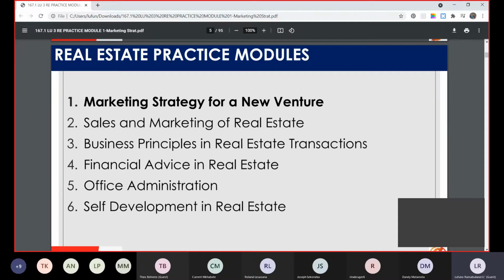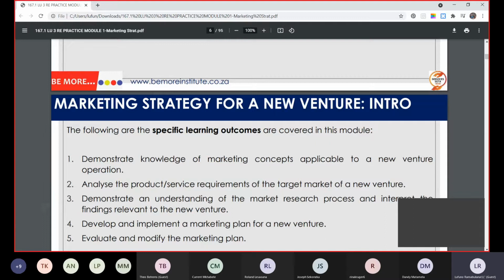That's why we have to touch on all these things. You'll realize that the moment you become an estate agent, you are literally a business, and you need to be able to start managing things mostly yourself. Though you've got the help of a real estate agency, it has to be looked at as a business. So we're going to look at all these different aspects, but specifically our focus today will be on marketing strategy for new venture.